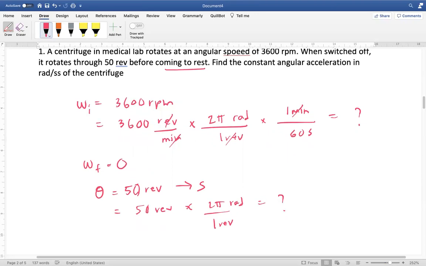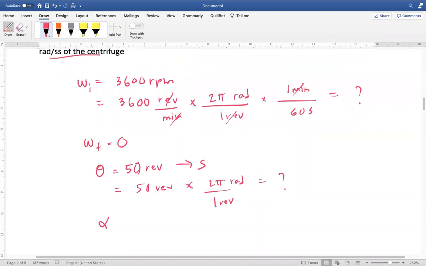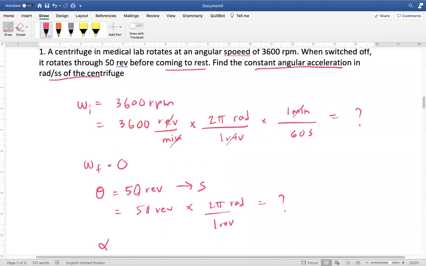Find the constant angular acceleration in radian per second square of the centrifuge. It's asking what is alpha. Okay, so this is kinematic equation. You have your initial speed, you have your final speed, you have your displacement, which is your theta, and it wants you to find alpha. How can we use the kinematic equation? Only when we know that the angular acceleration is constant.